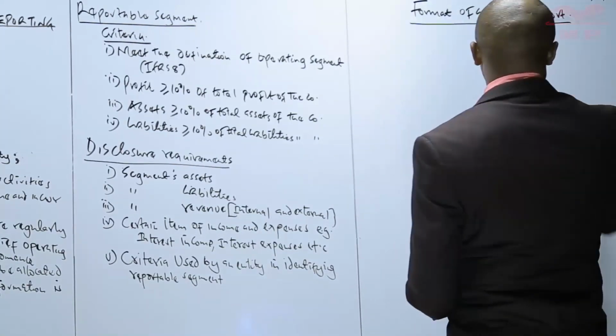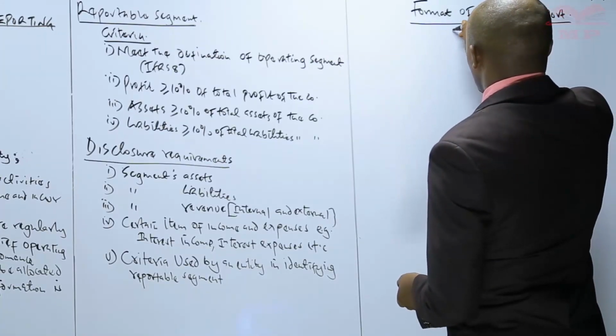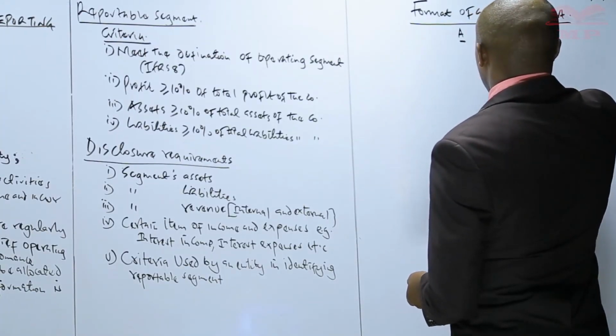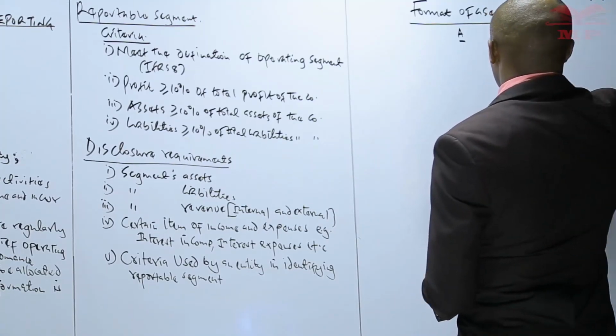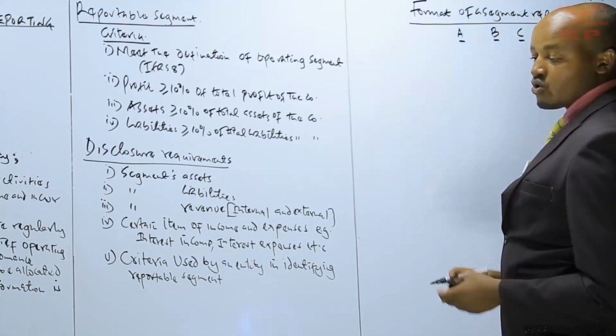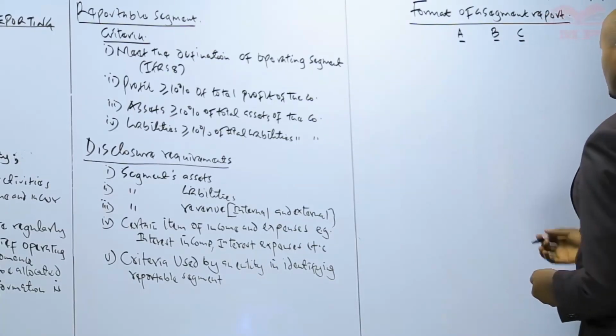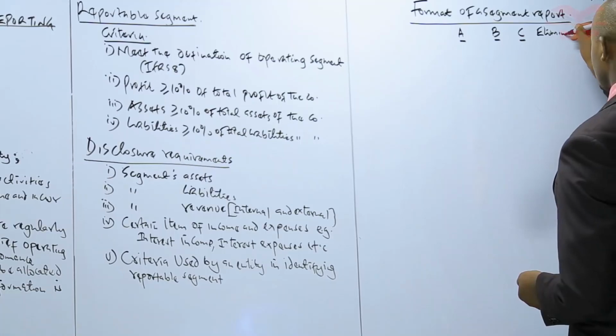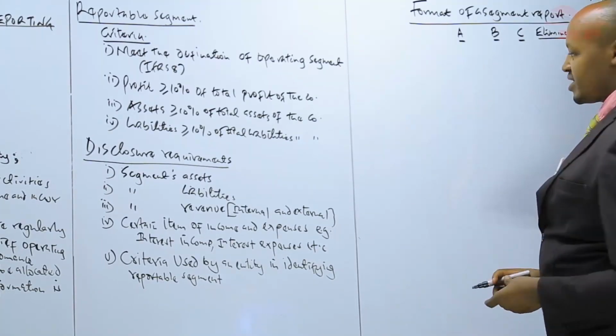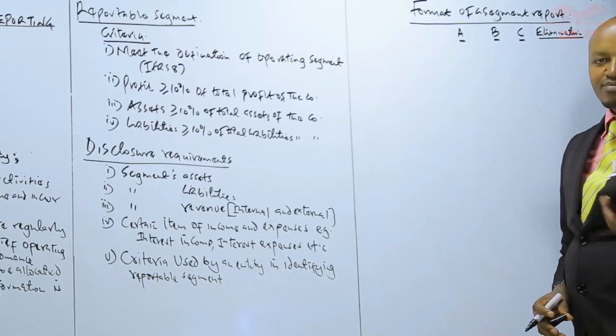Meaning that when preparing the segment report here, we will be having columns equal to the number of reportable segments, in which case our reportable segments will be the same as the products. Then we will be having a column here for elimination. Now this column here, we use it in terms of eliminating intersegmental transactions.